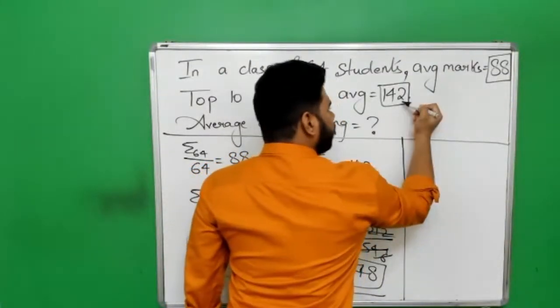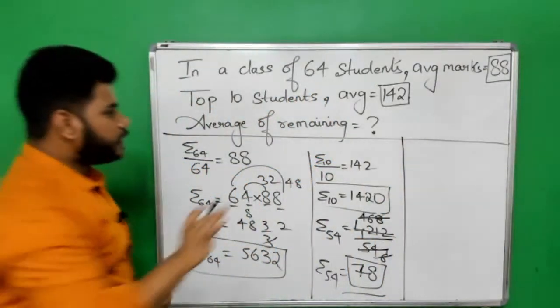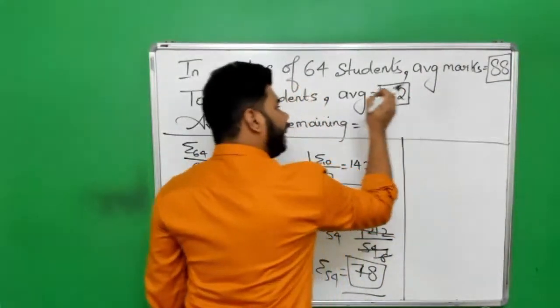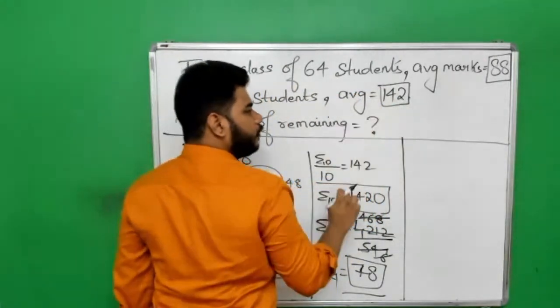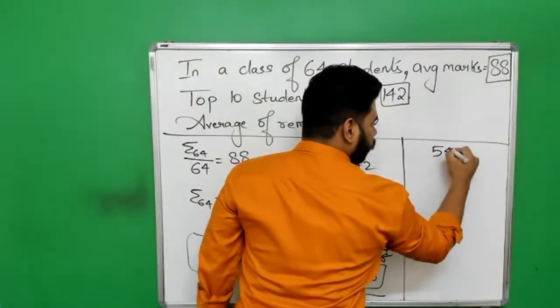Sir, they have scored 12 plus 42, that is nothing but 54 more. Am I right? Sir, they have scored 54 more. And like this, one student has scored 54 more. Am I right? Sir, each student has scored 54 more.